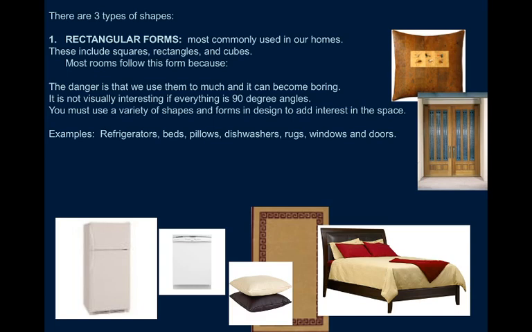So think about your kitchen and how your cupboards are rectangles and squares. Think about your couch. It's probably a rectangle or square. Your bedroom, a bed. All right, the danger is that if we use too much of this form or shape, then it can become very, very boring. So it's not very visually interesting if everything's at a 90-degree angle. We need to make sure that we're using the variety of shapes and forms that we're going to talk about today.